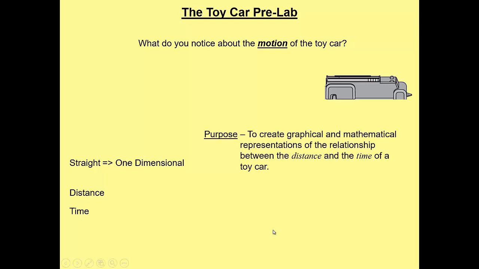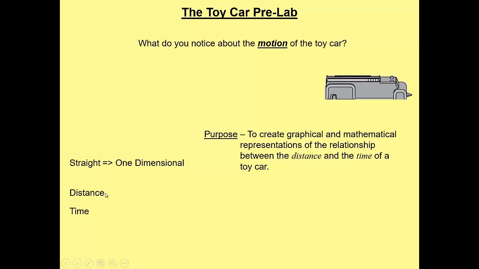So the purpose of this lab, as you will see at the top of your lab sheet, is to create graphical and mathematical representations of the relationship between the distance and the time of your toy car. Okay? So, 2 variables, right? One has to be the independent and one the dependent variable. Well, we actually could do this lab either way. We could do this lab where the distance is the independent variable, the one we control, and the time is what we then measure, the dependent variable.